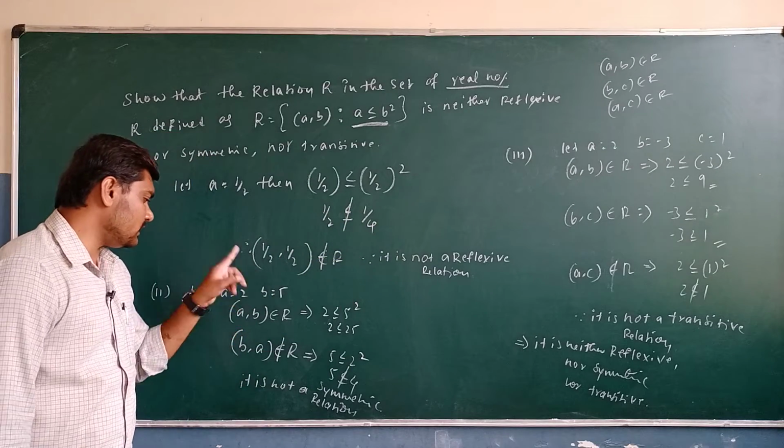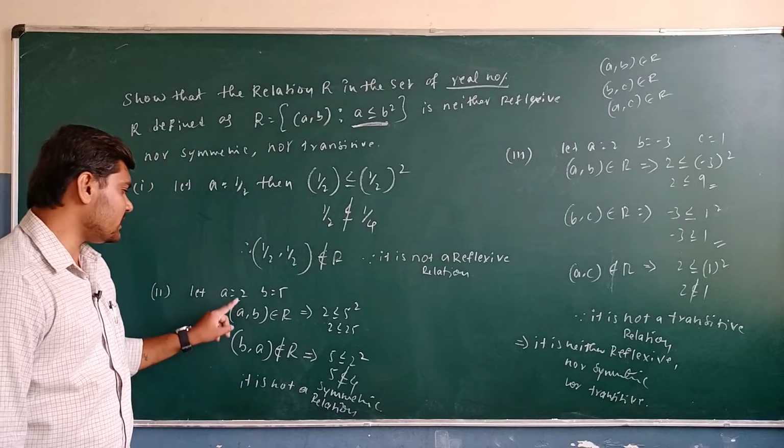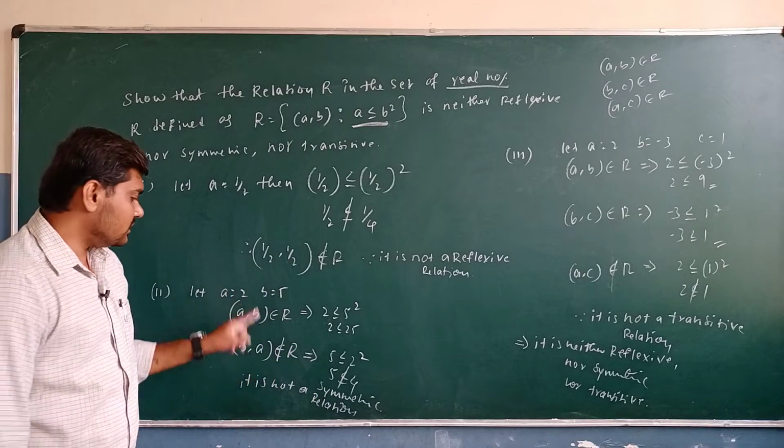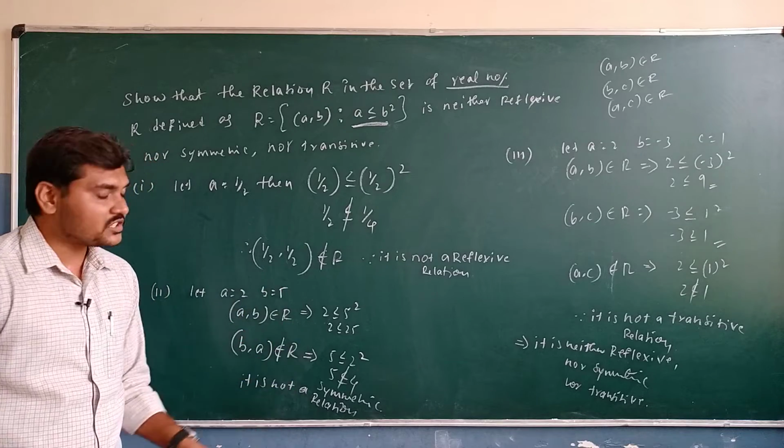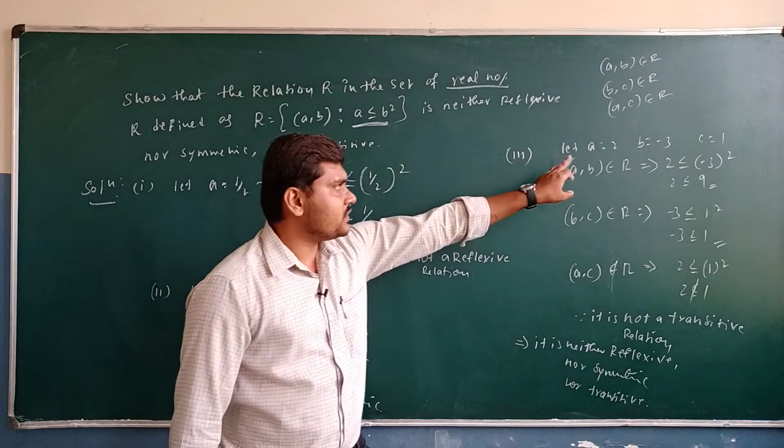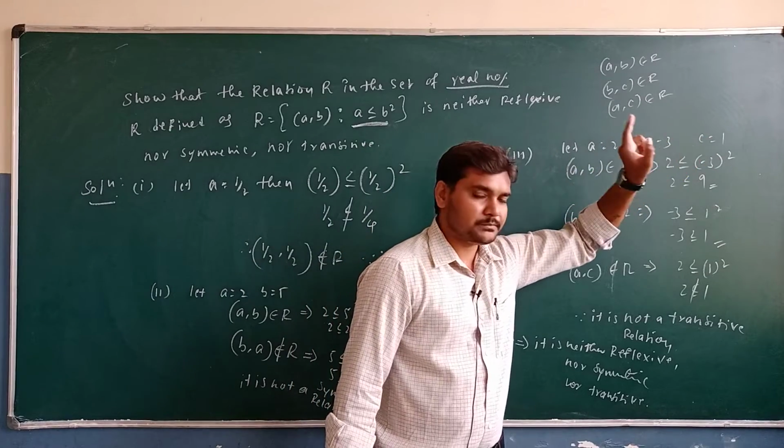So to verify the symmetric relation, I am taking a is equal to 2 and b is equal to 5. So this property is also not satisfied. So therefore we can say that it is not a symmetric relation. So here a is equal to 2, b is equal to minus 3 and c is equal to 1.